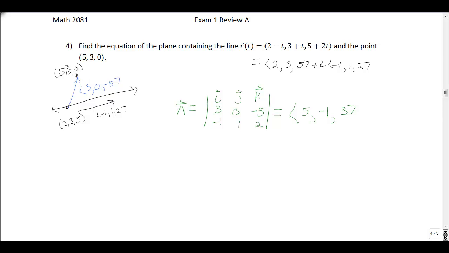So the method that I like to do is just write down 5x minus y plus 3z. I know that should be constant for every point in the plane, in particular for 5, 3, 0. So 5 times 5 is 25, minus 3, that's 22, plus 0. So that should be 22, because if I plug in 5 for x, 3 for y, 0 for z, I get 22. So that just has to be the right equation.